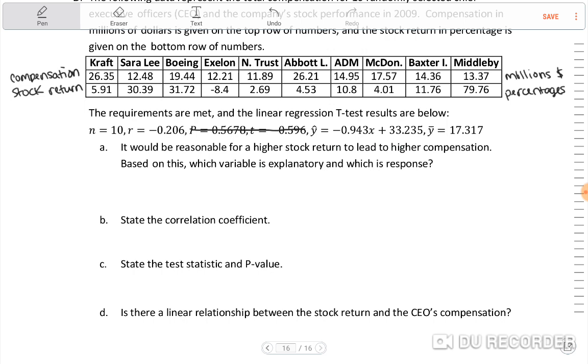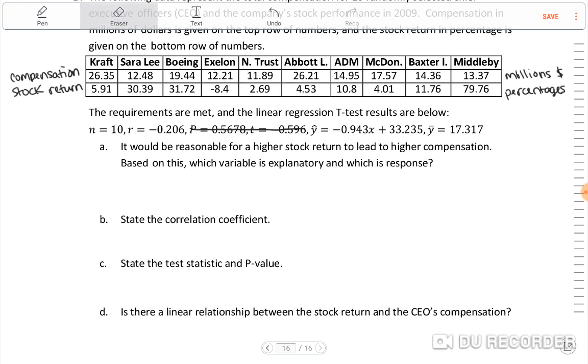Okay, so if we're talking about higher stock return leading to a higher compensation, then it looks like here, this one, which I didn't leave enough space here. Let me maybe abbreviate this. Compensation, stock. Maybe I should do just returns. I'll do returns.